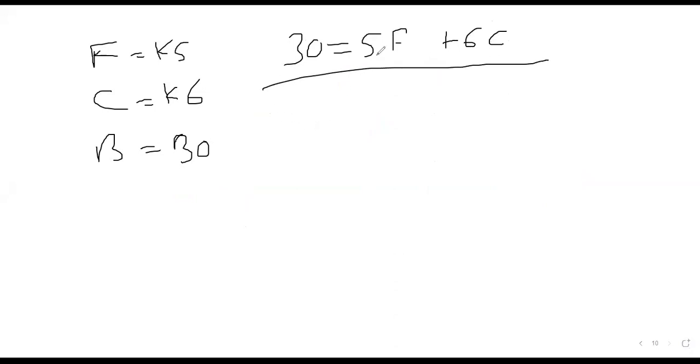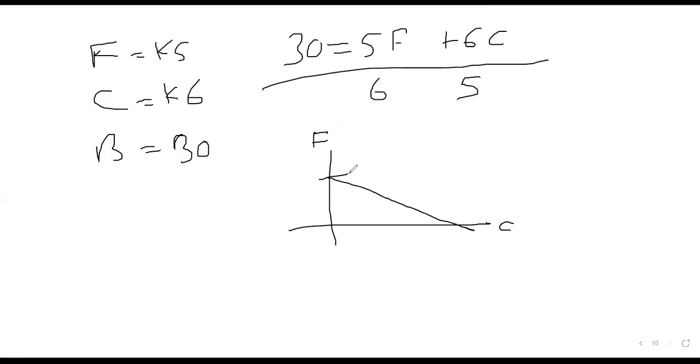So to cut, 5 into 30 is 6. 6 into 30 is 5. So you can call this your Fanta and this your Coke. So the budget line will cut Fanta at 6 and will cut Coke at 5. So they'll ask you now, what is the marginal rate of substitution, Fanta for Coke?